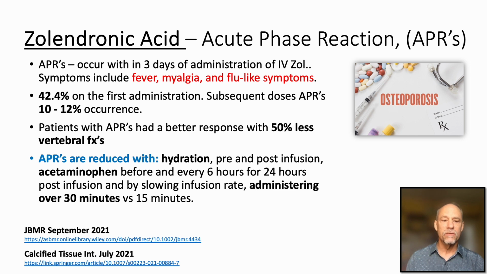But the acute phase reactions can be reduced significantly by hydration. If they're really well hydrated before and after, and they take acetaminophen before and after, you can reduce the likelihood significantly. And that's what I see in my practice. I don't see a 42% likelihood of it. The other thing is you want to administer it over 30 minutes. You give the same amount, but over a longer time, so you get a decreased peak in the amount in the bloodstream, and it tends to lessen the likelihood. Every time I write a prescription for zoledronic acid IV, I say administer over 30 minutes.